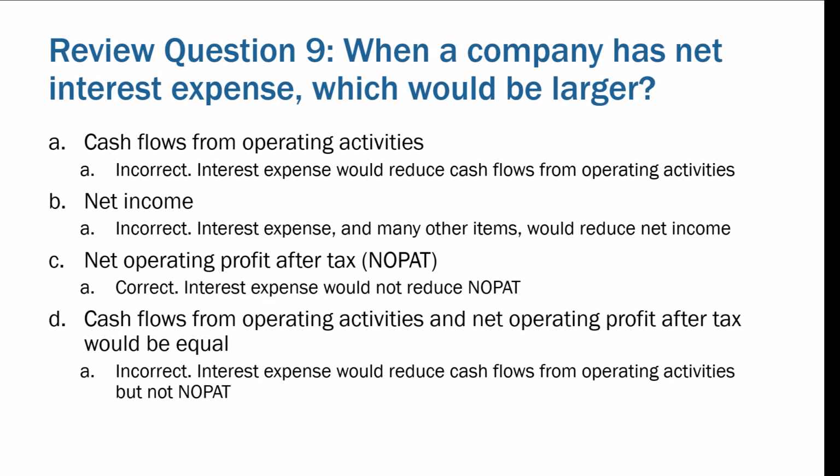Net operating profit after tax is going to be higher because interest expense would not reduce that. Whereas it does reduce cash flows from operating activities because it reduces net income, which is the starting point for cash flows from operating activities.